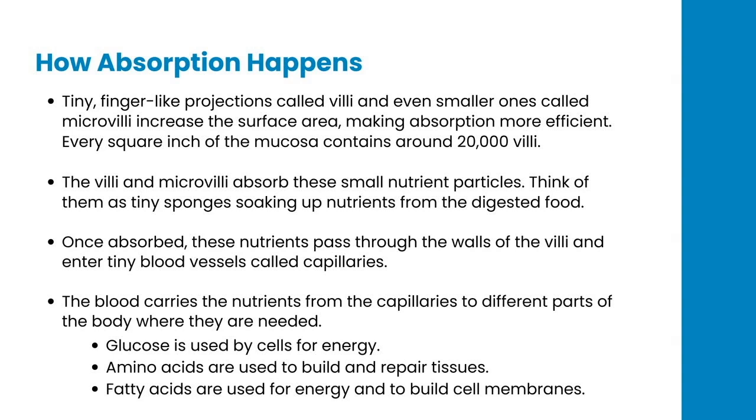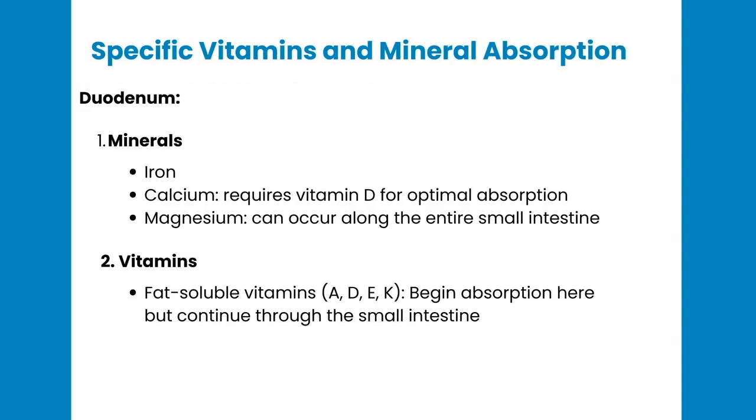So once these particles are absorbed, the nutrients pass through the walls of the villi and then enter into little tiny blood vessels called capillaries, which then move the food into the bloodstream. Glucose is what we use for energy. Amino acids we use to build and repair tissues. And fatty acids are used for energy and to build cell membranes. Specific vitamins. So let's look at each different portion of the small intestine to see what we're absorbing where.